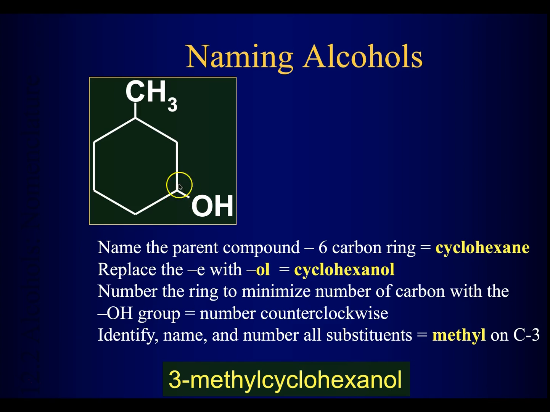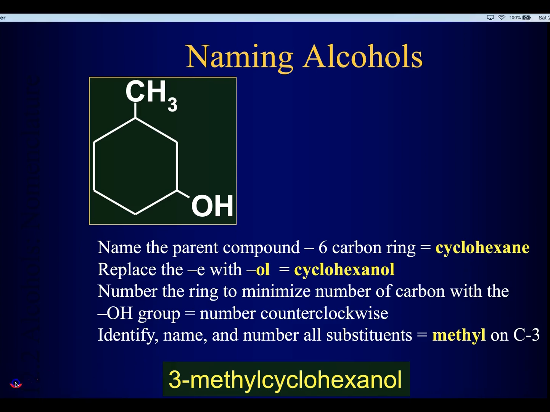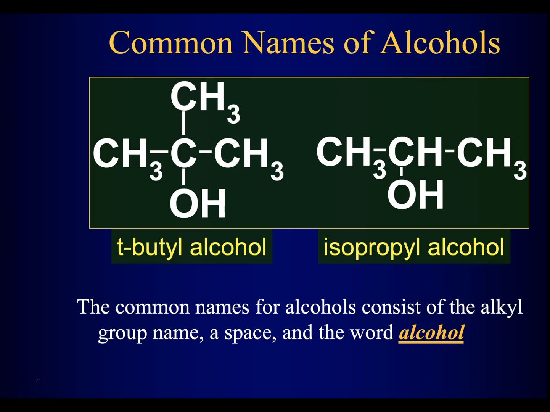Notice we did not need to number it 1-cyclohexanol because it has to be the first carbon. There's no other position for it. We'd always number it right from that carbon. So we don't need to specify that it is a 3-methyl 1-cyclohexanol. That's the only possibility that there is, so we don't need to put it. So that is our IUPAC naming for alcohols.